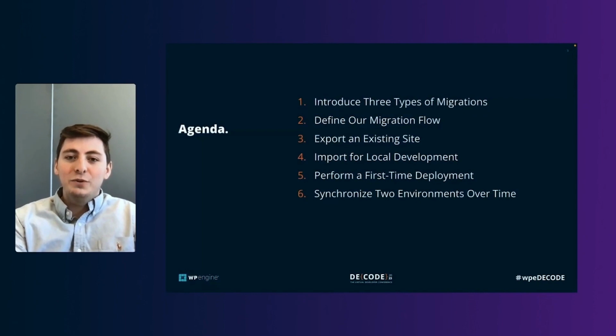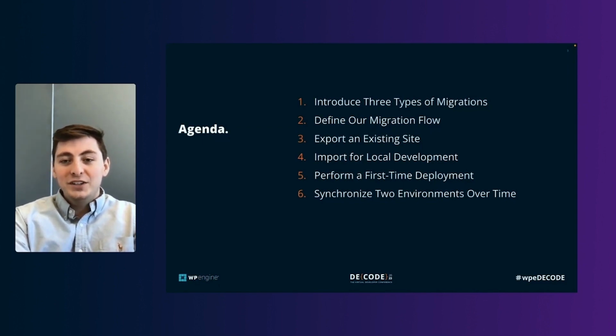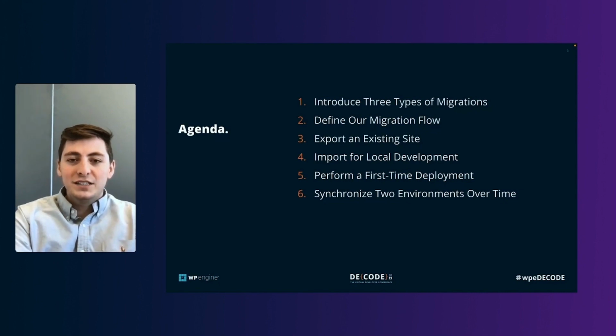I'll cover a quick agenda before we dive in. So what we'll cover today, we'll introduce the three types of migrations that we like to think of here at WP Engine as we talk about moving code. We'll define our ideal migration workflow and walk you through that over the course of this presentation of different ways to move your code. We'll cover exporting your existing site and importing it into a local development environment. We'll talk about performing a first-time deployment. So when you're taking your site live for the first time, what that looks like, and a couple ways to accomplish that, and then synchronizing those two environments over time. So let's dive right into it.